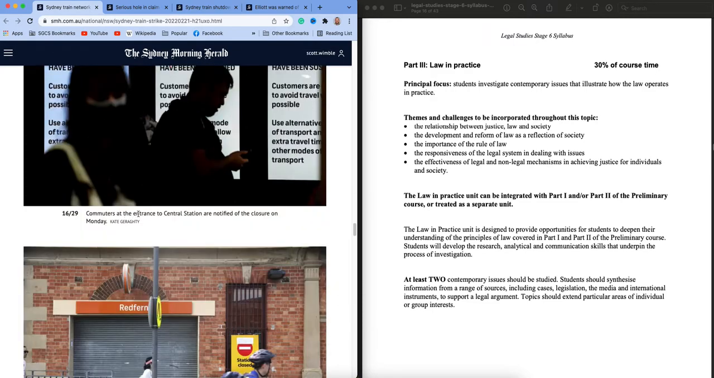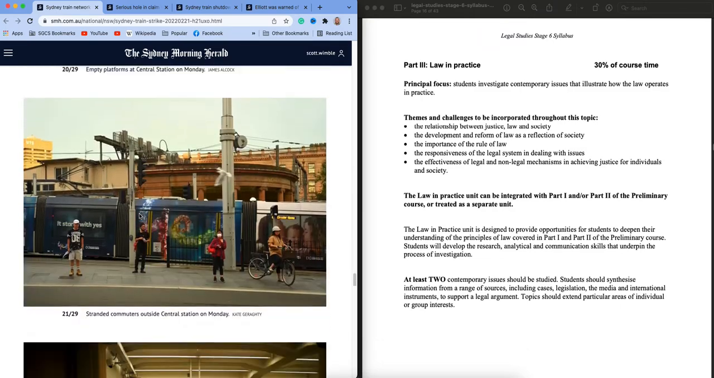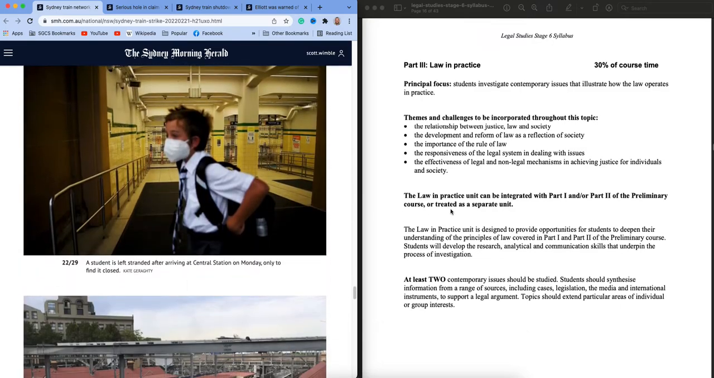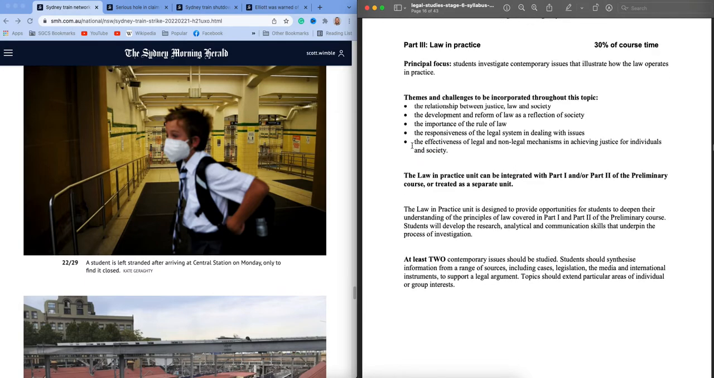So what's happening here? What are we talking about? What is the issue? Well, if we're looking at it from a syllabus point of view, this is a challenge. It's a contemporary issue that has occurred, and we want to have a think about it in relation to what are the themes and challenges that can be incorporated into this topic. So, for example, the responsiveness of the legal system in dealing with issues, and we'll see where that comes from, and the effectiveness of legal and non-legal mechanisms in achieving justice.